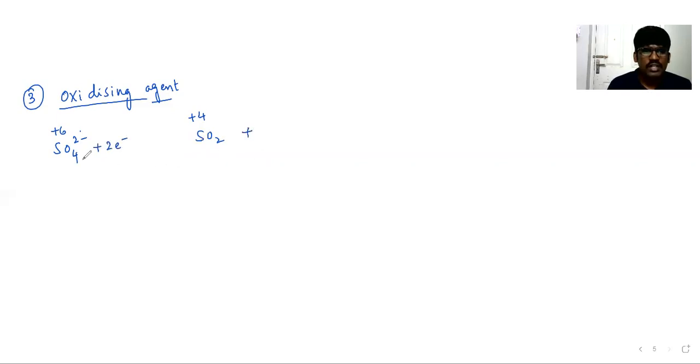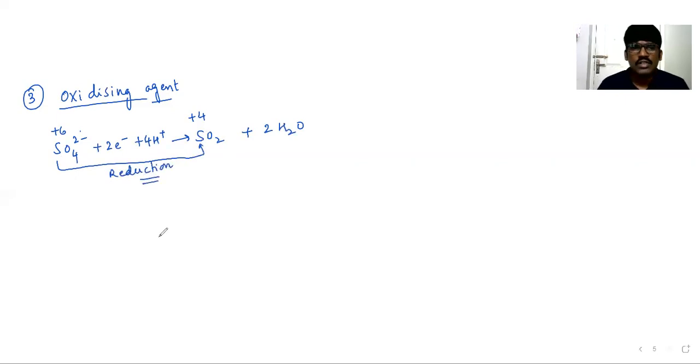Now balance oxygens; here 4 are there, so I can take 2H2O, and here I can take 4H plus. This is the reaction that can be given. SO4 2 minus, that is plus 6, is changing into plus 4, undergoing reduction, so it can act as an oxidizing agent also, right? So concentrated sulfuric acid can even behave as an oxidizing agent also.